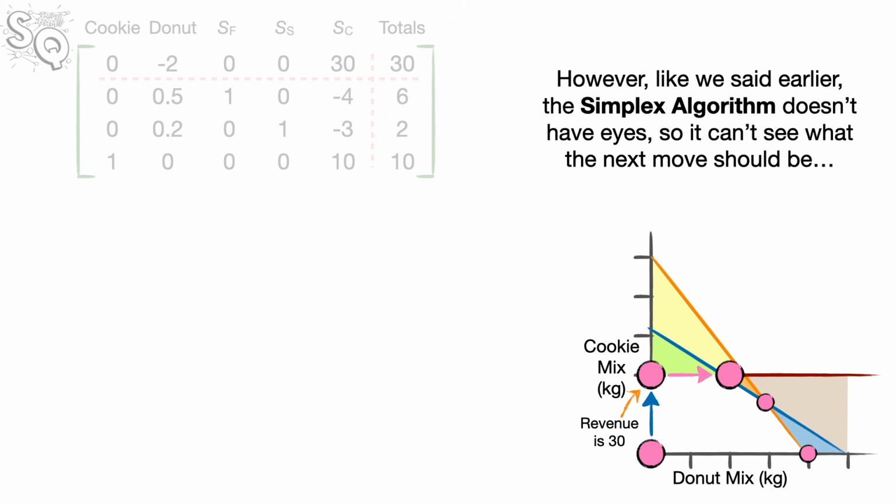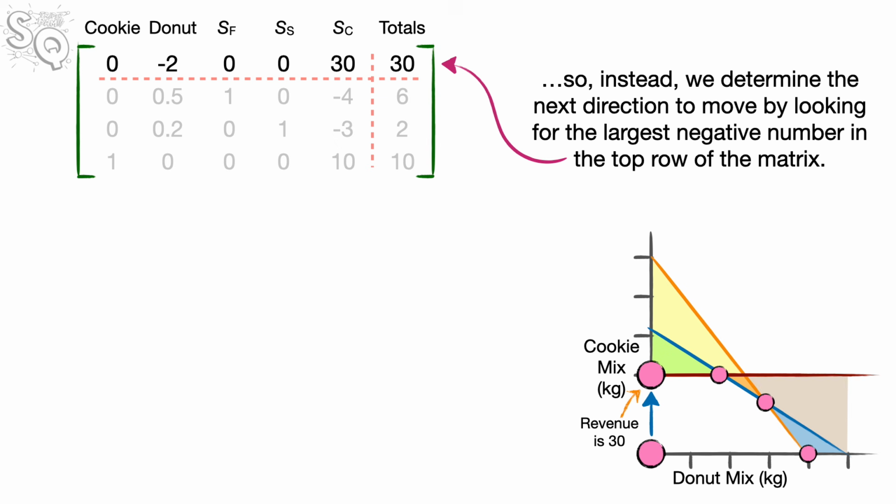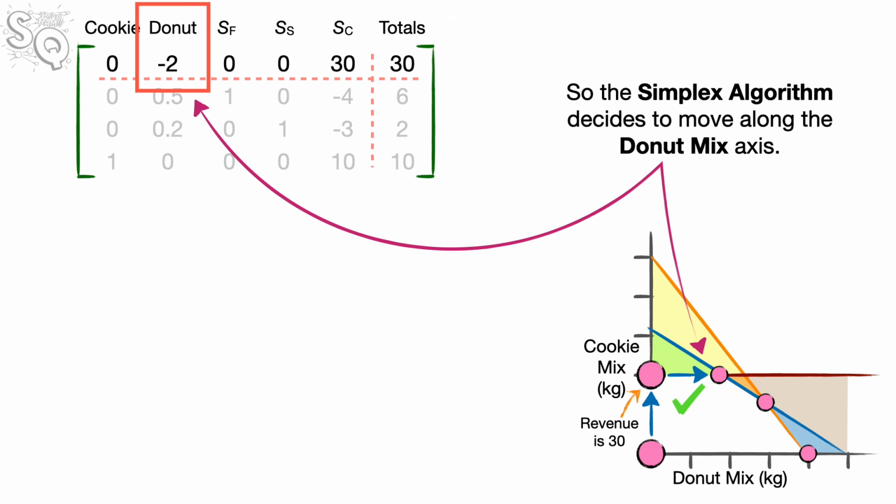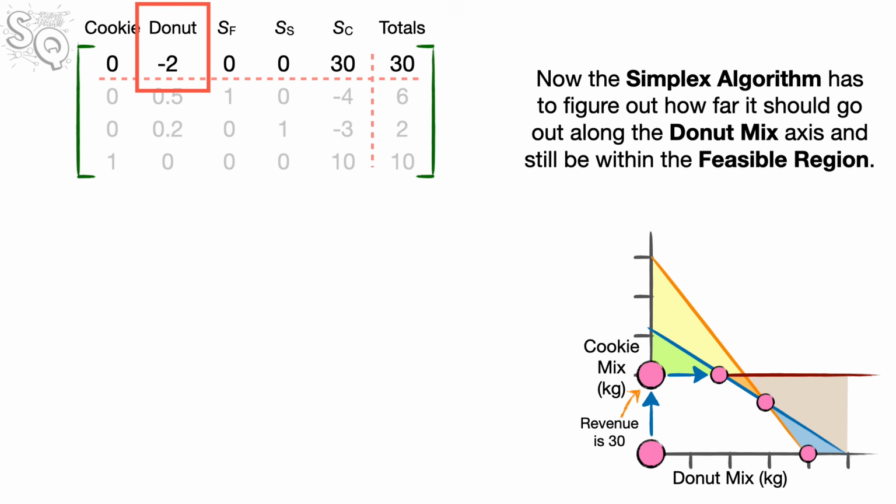However, like we said earlier, the simplex algorithm doesn't have eyes, so it can't see what the next move should be. So, instead, we determine the next direction to move by looking for the largest negative number in the top row of the matrix. In this case, the largest negative number, negative 2, is in the second column for donut mix. So the simplex algorithm decides to move along the donut mix axis. Now the simplex algorithm has to figure out how far it should go out along the donut mix axis and still be within the feasible region.